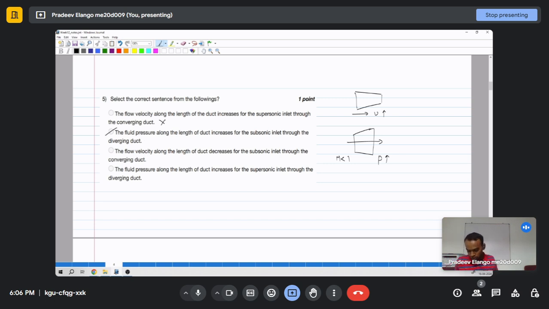Third one: the flow velocity along the length of the duct decreases for subsonic inlet through a converging duct. So it is a convergent section. For subsonic flow, it acts as a nozzle, so the velocity should increase. So this is false. The fluid pressure along the length of the duct decreases for, so it is a divergent duct.